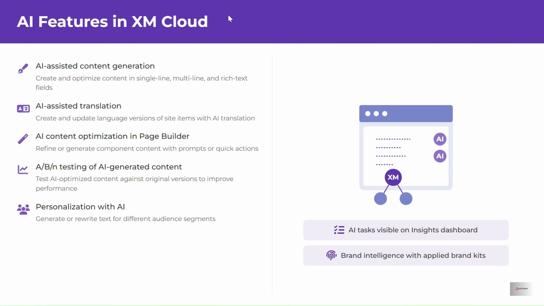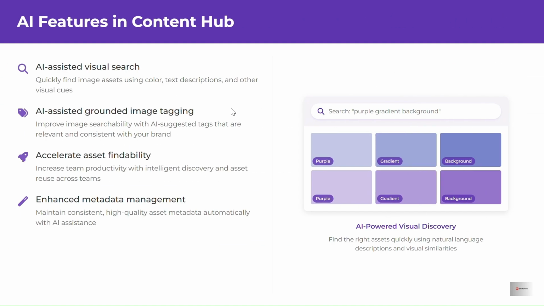AI features in XM Cloud. So if you are integrating Stream within your XM Cloud, what features do you get? AI assisted content generation, translation, optimization in page builder, personalization, A/B testing. These are all features you get when you integrate AI features in XM Cloud.